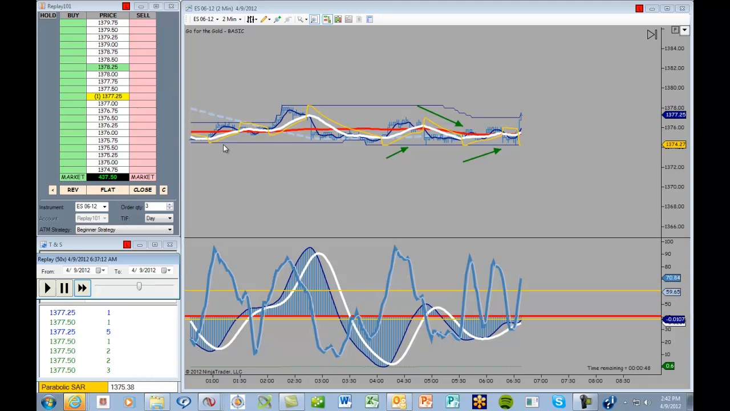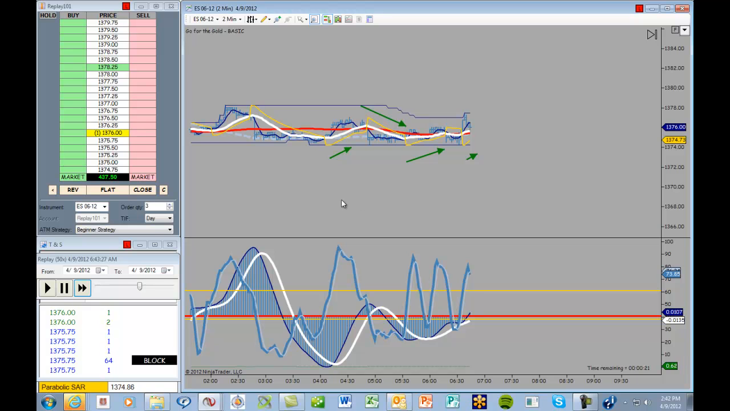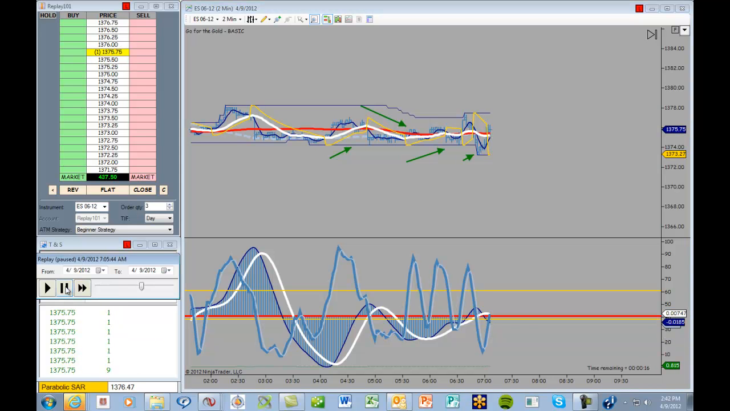All right. Well, you could have gotten short right there. But look how quickly it's turning around. And in fact, I dare say it wants to go higher.